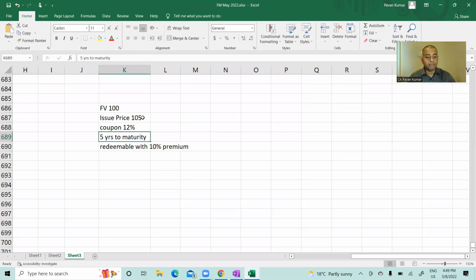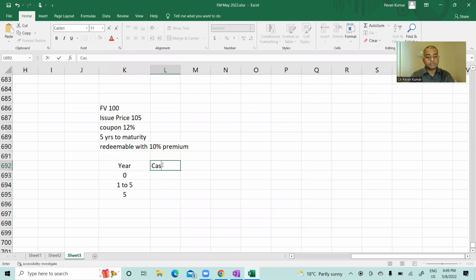This is the question given, for example. 5 years is the maturity period, redeemable with 10% premium. Calculate yield to maturity. Very important, this can be asked in the exam. So how do you calculate it? Year 0, year 1 to 5. You need to write the cash flows.